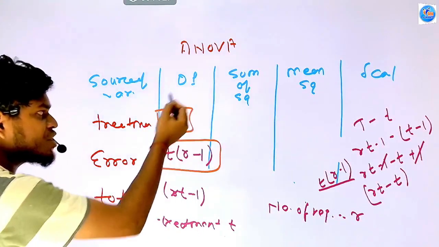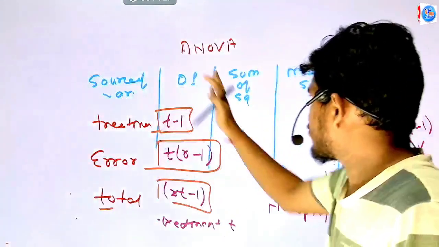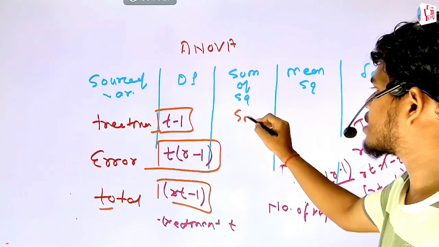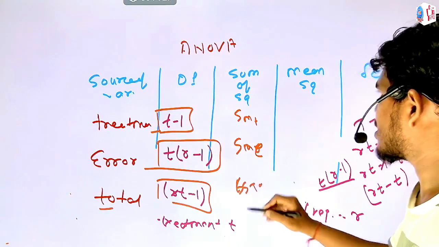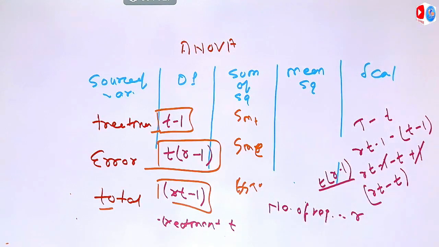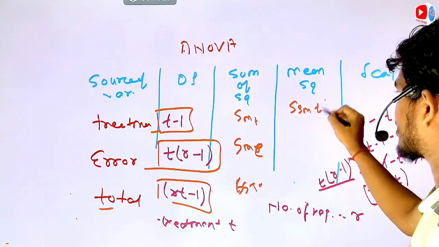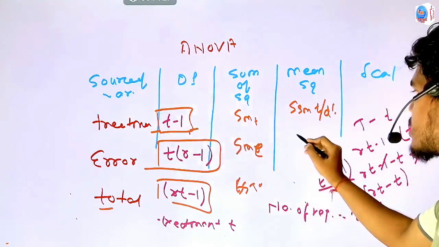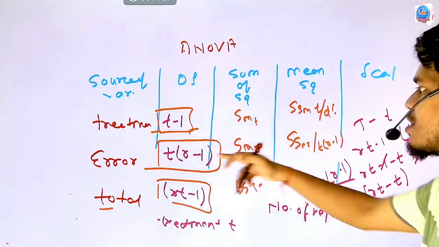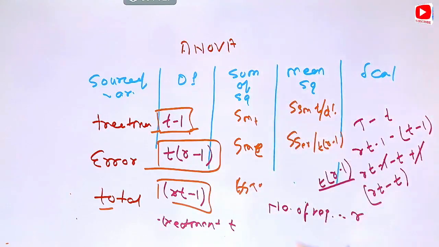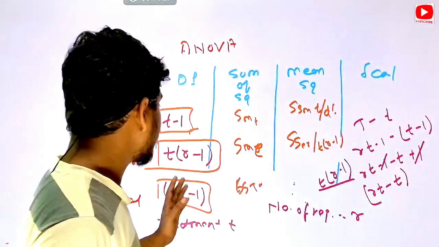DF value of treatment is T minus 1, and total is RT minus 1. Then we calculate the sum of squares of treatment, sum of squares of error, and sum of squares of total. Then we calculate the mean square, which is sum of squares divided by DF. Sum of squares of treatment divided by DF, which is T minus 1. Sum of squares of error divided by T(R minus 1) is the mean square of error. Then mean square of total can also be found by dividing the sum of squares of total by its DF.